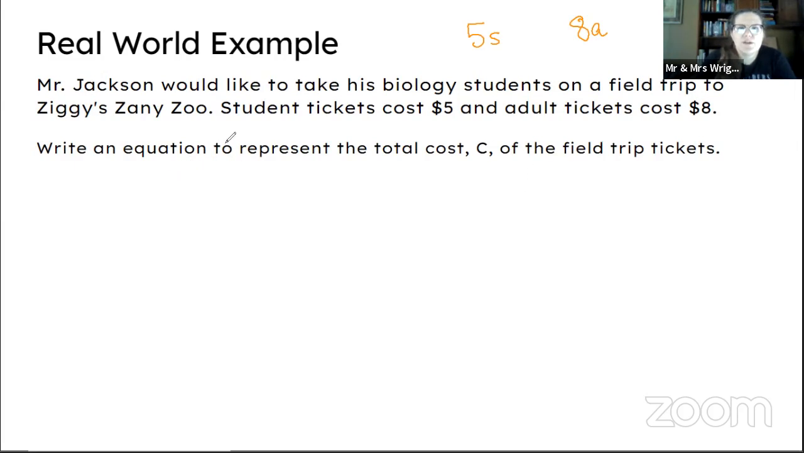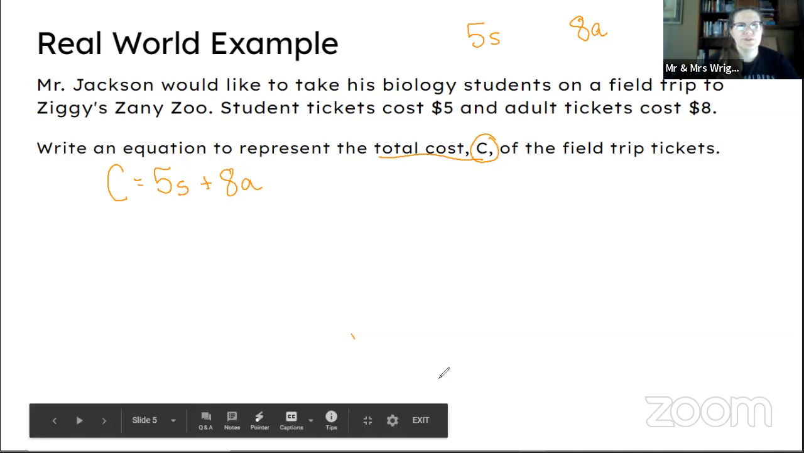So now we're going to write an equation to represent the total cost, and it wants us to use the letter C to represent the total cost. So total cost is going to be how much it costs for the student tickets plus how much it costs for the adult tickets. So 5S plus 8A. And that is the equation to represent the total cost of the field trip.